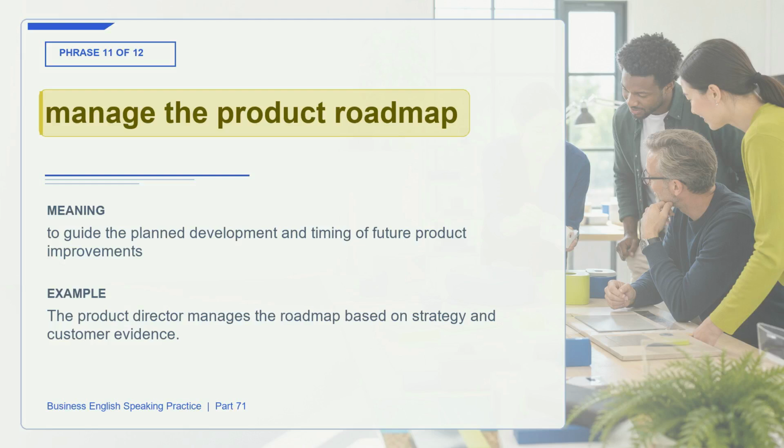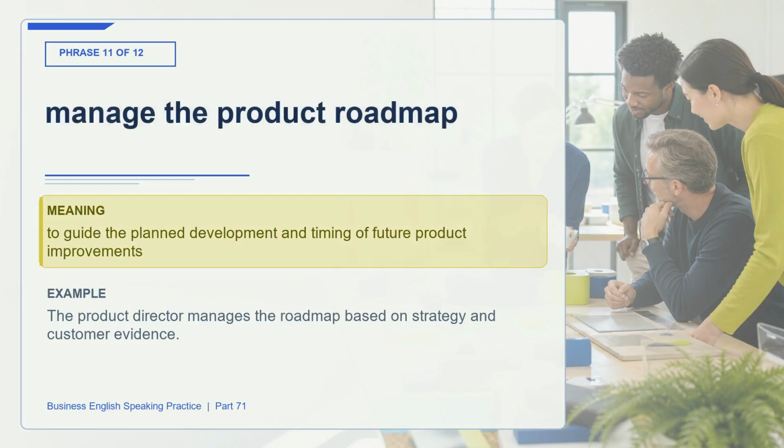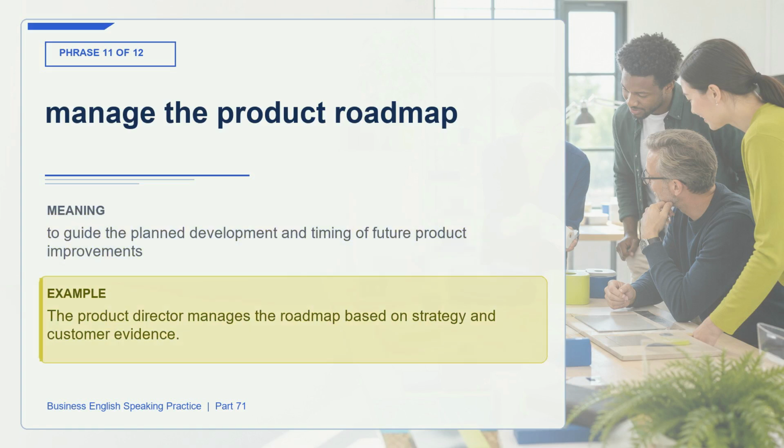Phrase 11. Manage the product roadmap. Manage the product roadmap. Meaning, to guide the planned development and timing of future product improvements. Example: the product director manages the roadmap based on strategy and customer evidence.